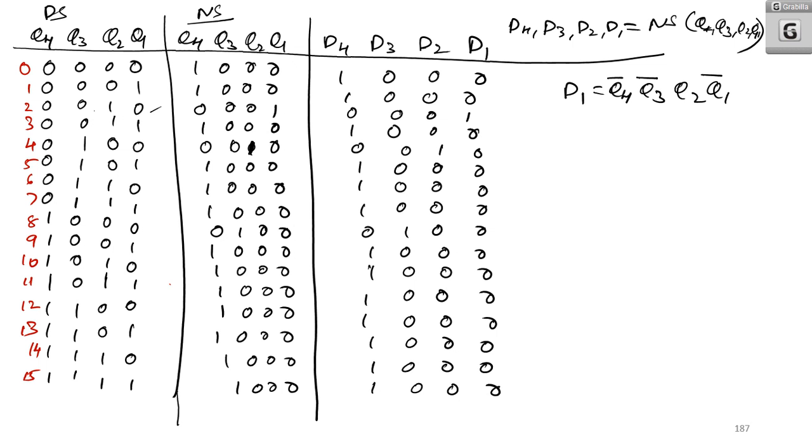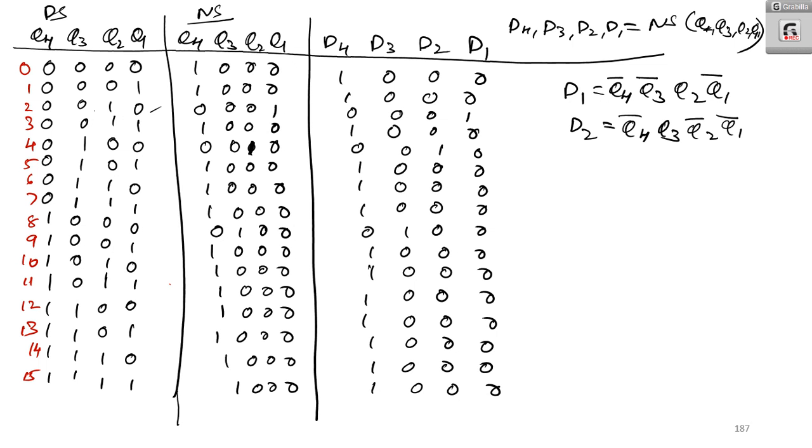Now again coming to D2. D2 is 1 only for state 4, right? Therefore we can write D2 is equal to Q4 bar, Q3, Q2 bar, Q1 bar. So that is D2.